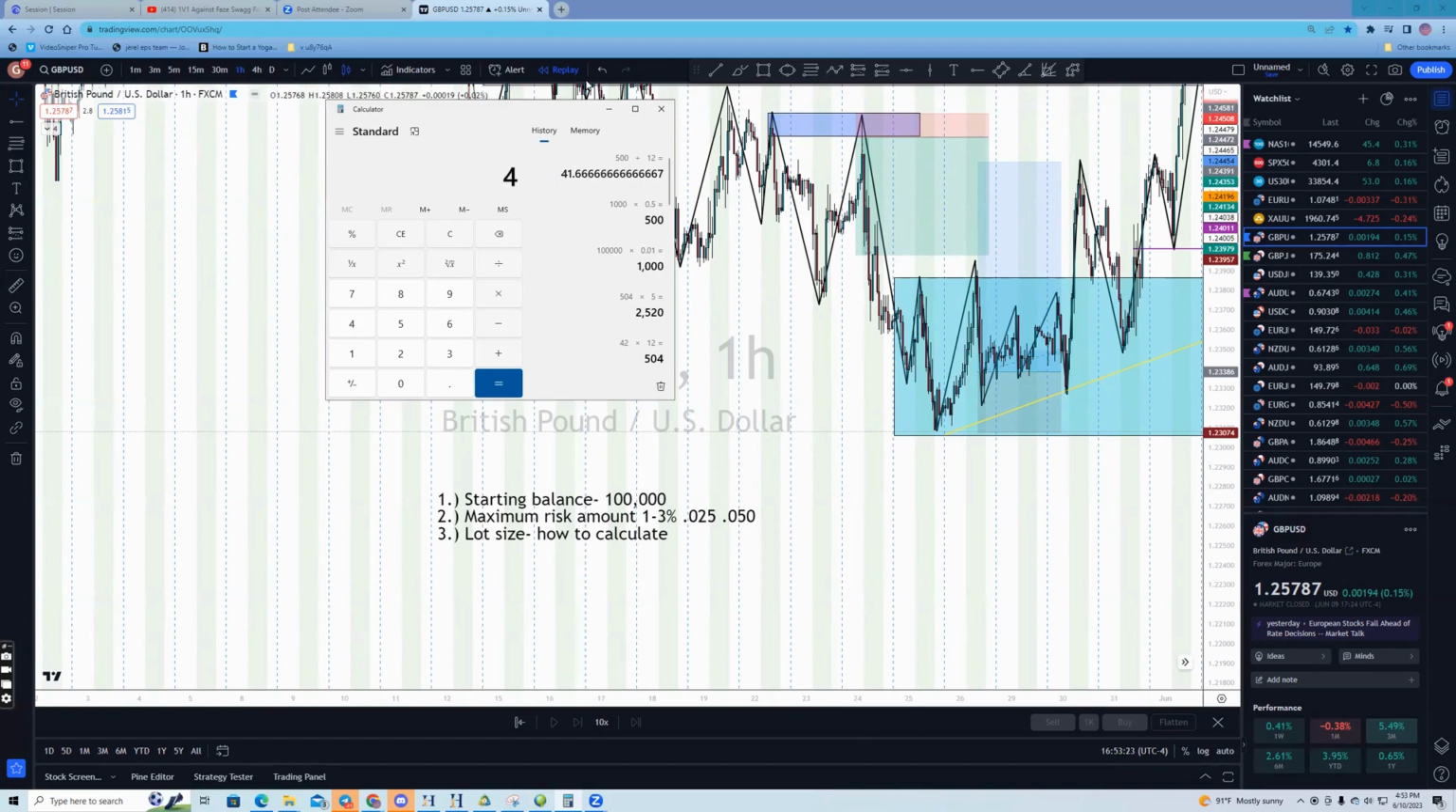Okay, 42 times 12. You should be getting around $500 because that's what you're risking. That's the amount of risk you're going to take anyway. So you should be getting that number regardless. So $500, and then I times that by the amount that I made, which is 5%, right? 5% gave me $2,520.